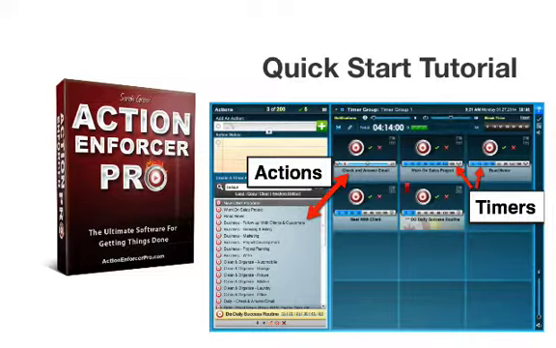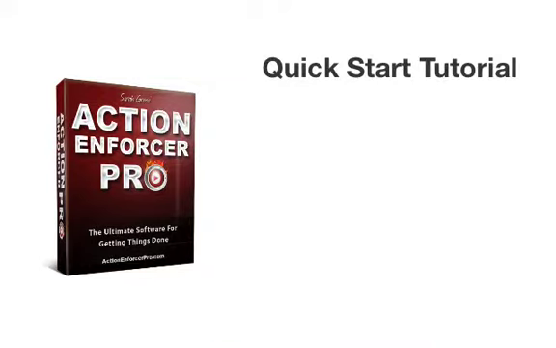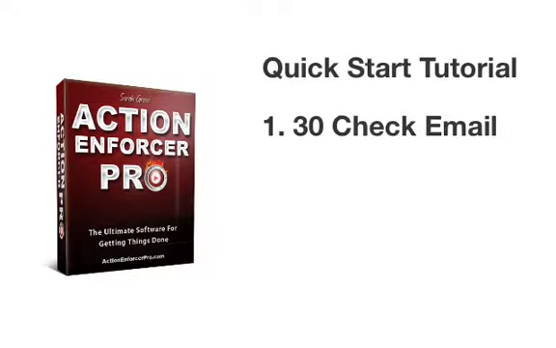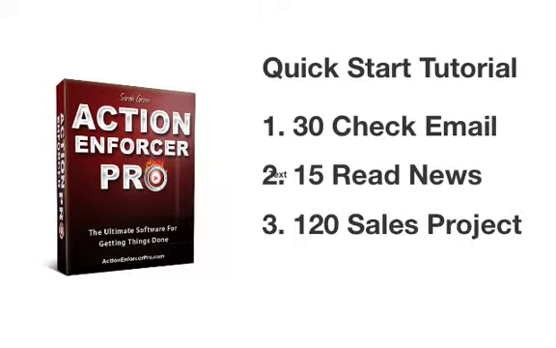To help you understand this process better, let's plan a simple day of activities using Action Enforcer Pro. To begin, let's assume you have the following 4 things you want to get done today, and you've allotted a certain amount of time to accomplish each one. First is check and answer email. We want to allocate 30 minutes. Second, read news, 15 minutes. Work on a sales project, 120 minutes, and meet with a client, 45 minutes.